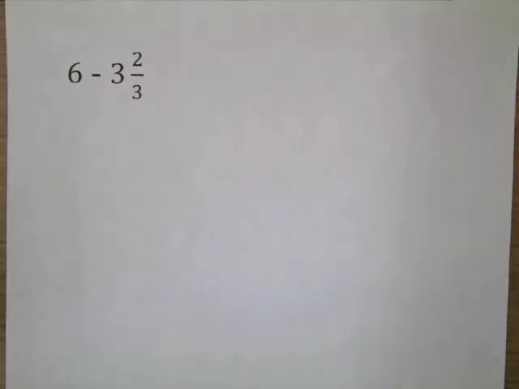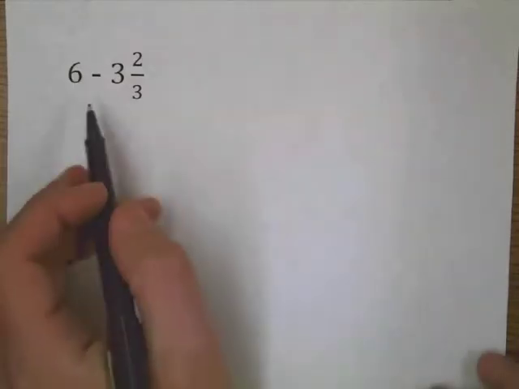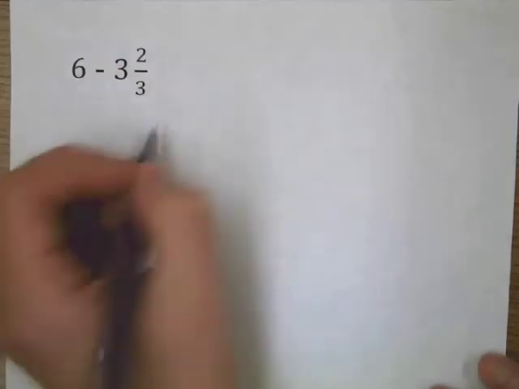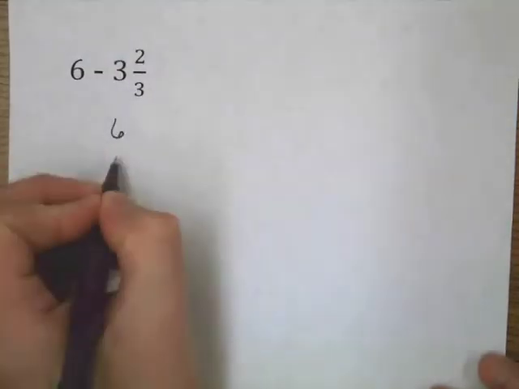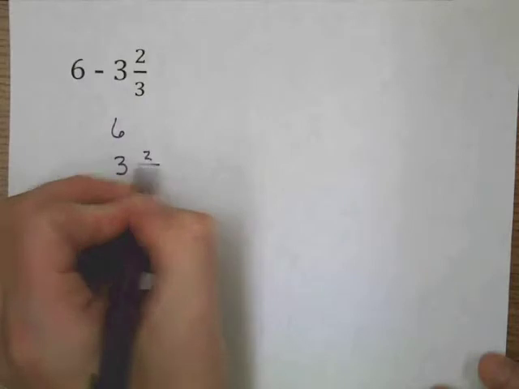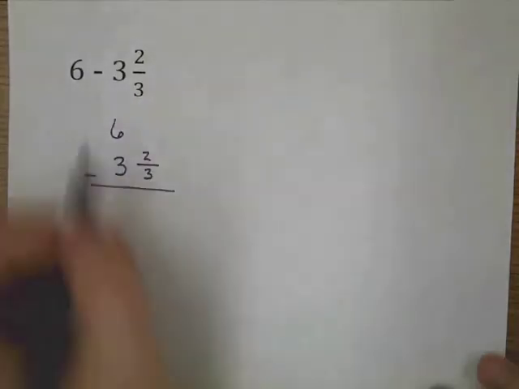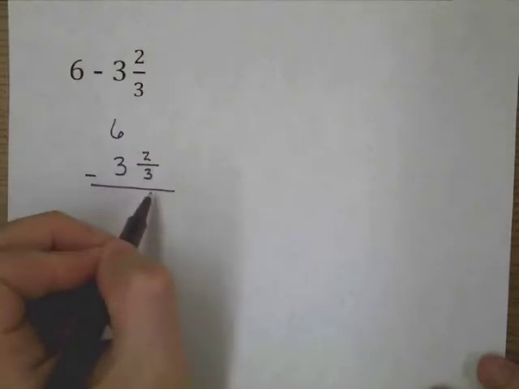Lesson 5-4, Example 1. Our objective is learning to regroup mixed numbers to subtract. So let's look at this problem right here. 6 minus 3 2/3. Well, I'm going to rewrite this here vertically. Helps me see it a little bit better. And I'm subtracting. So I have 6 taking away 3 2/3.